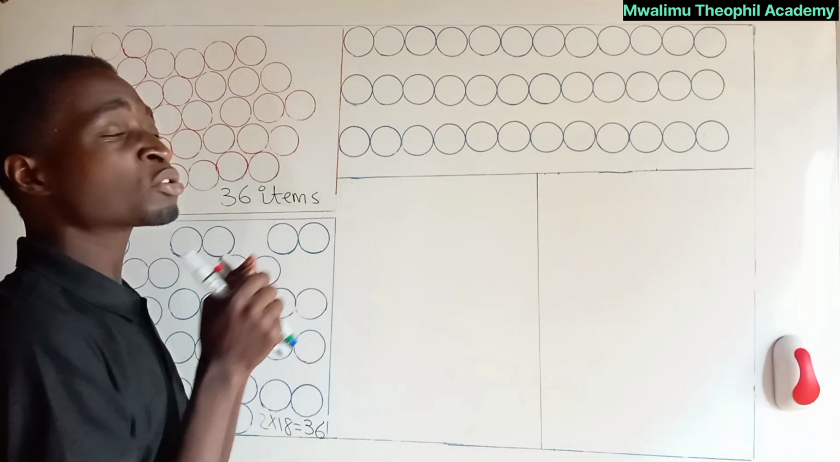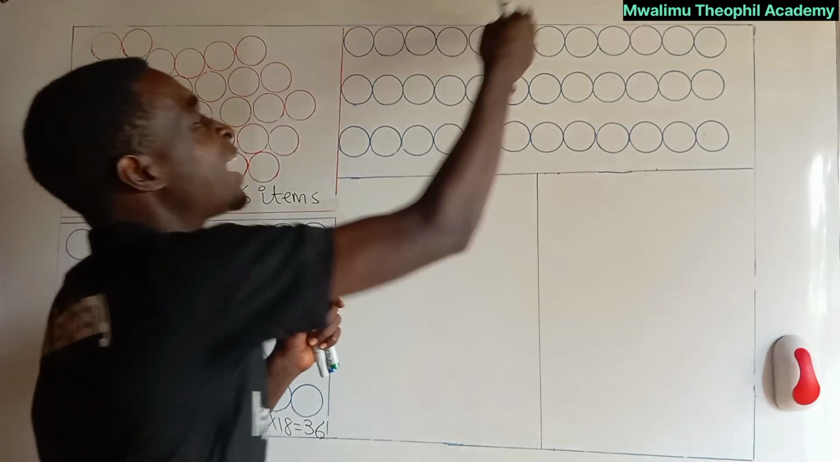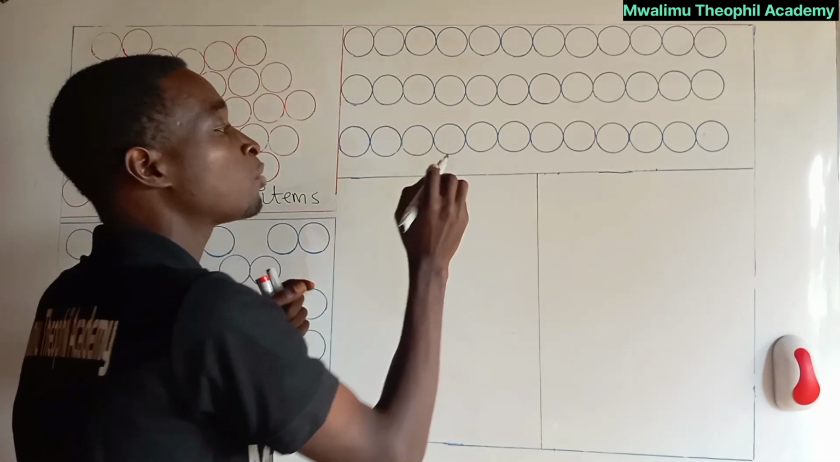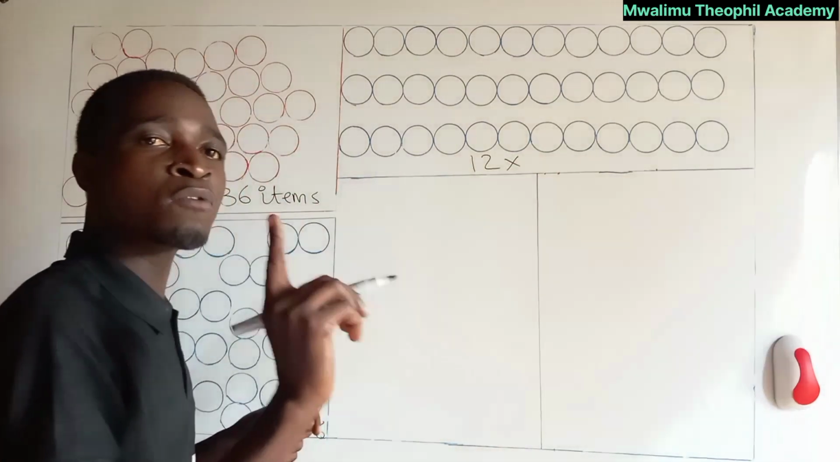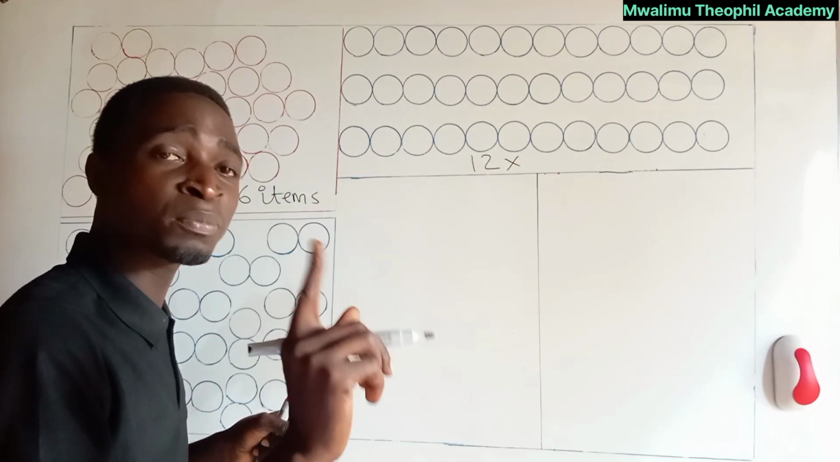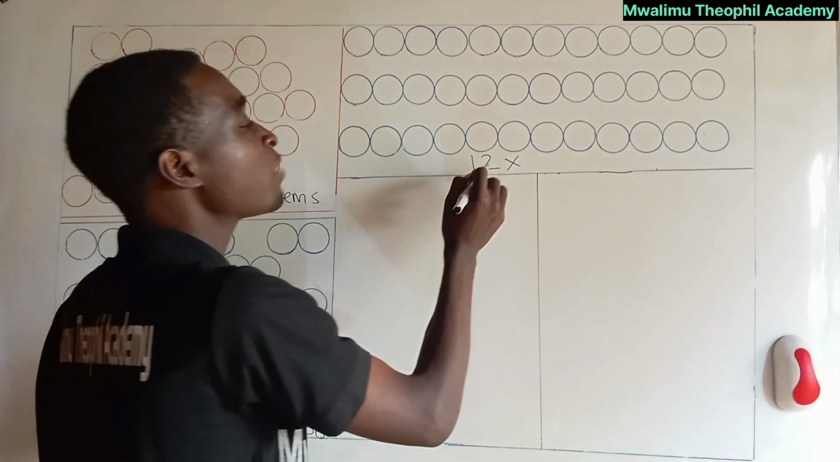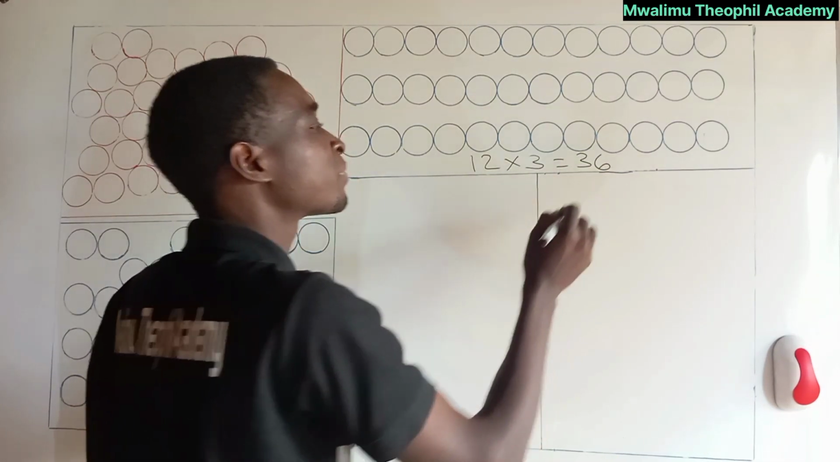So to know the total number of items, we are not required to count each item. No, you take the number of items in one group, which is 12, and you multiply it by the number of groups, because each group has an equal number of items. So it is 12 times 3, whereby we are going to get 36.